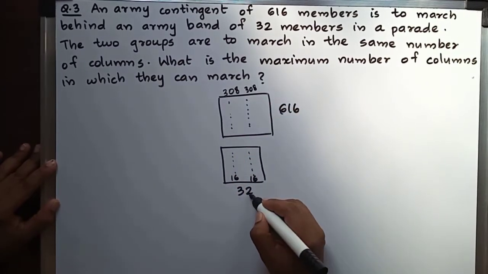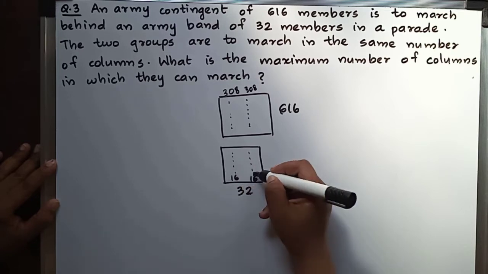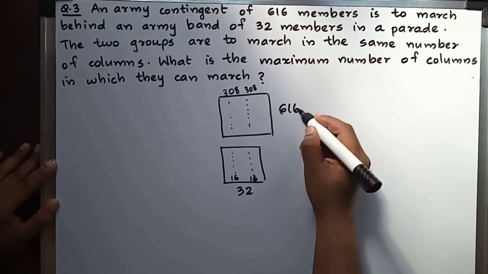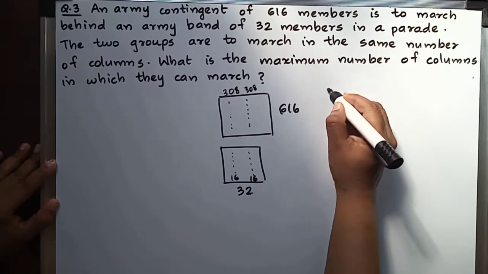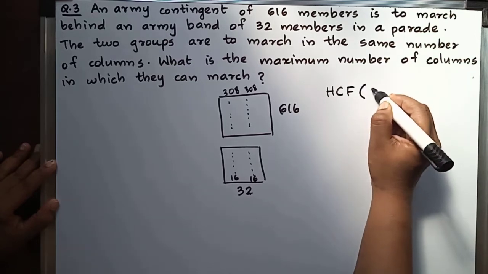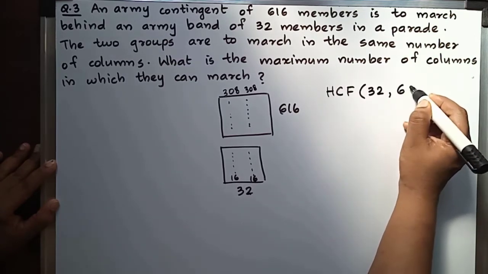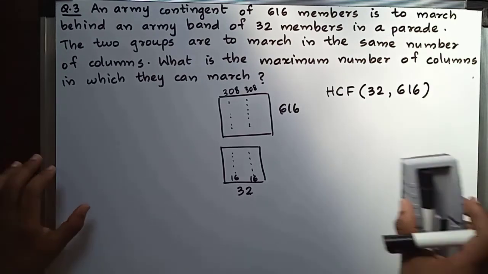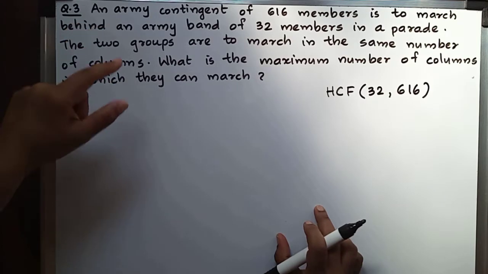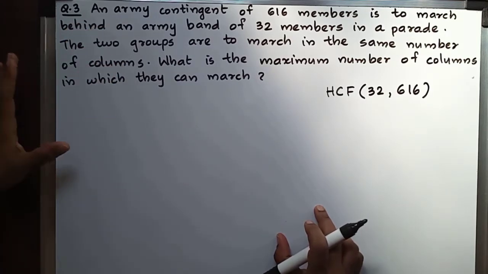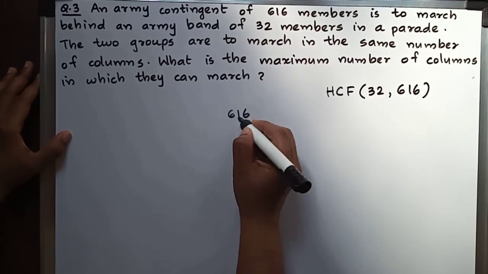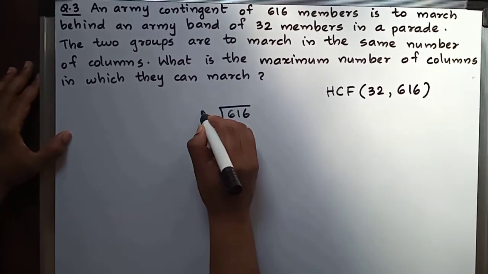2 is a factor of 32. 2 columns means 2 is a factor of 32 and 2 is a factor of 616. Maximum number of columns means we have to find the highest common factor, the highest common factor of 32 and 616. We can adopt any method because in this question no method is mentioned, right? Anyways, let us do it with Euclid's division algorithm.